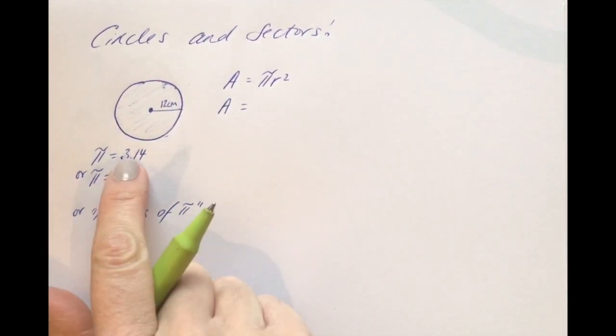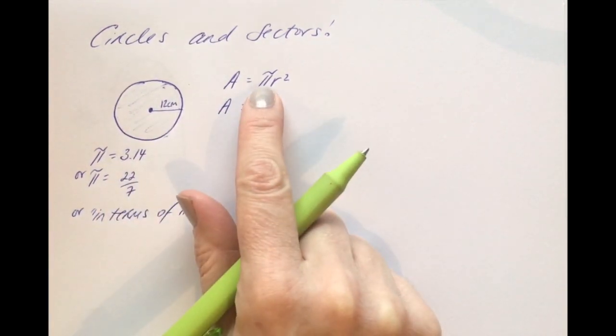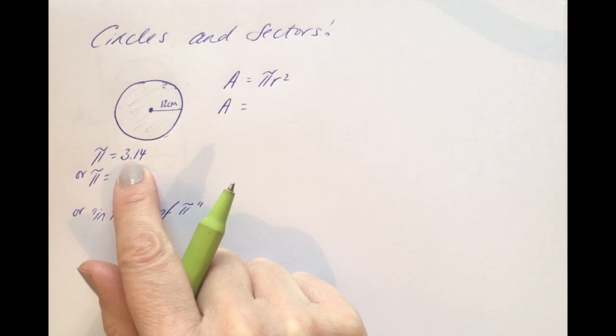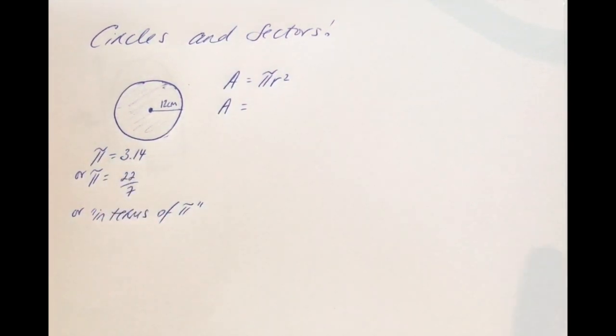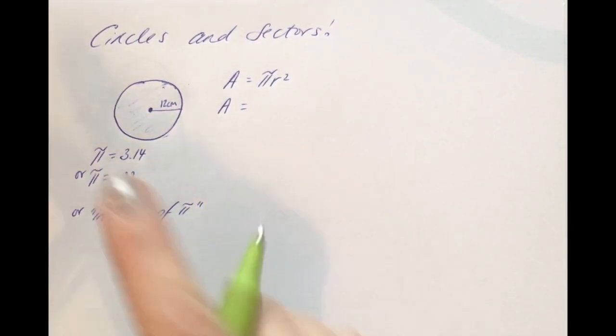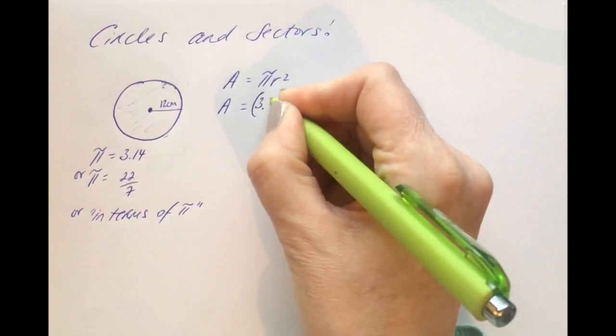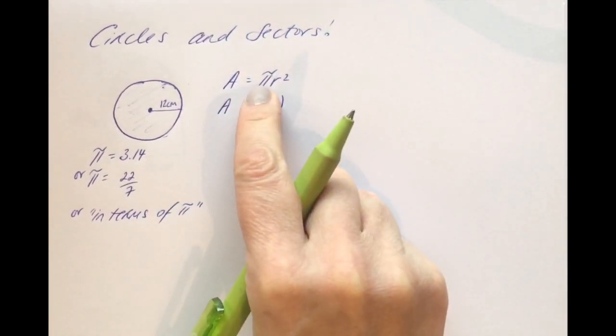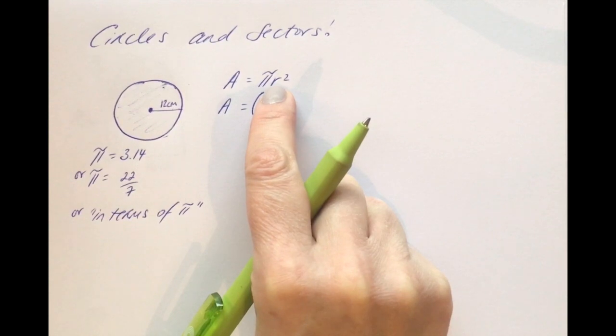The first one I'm going to take pi as 3.14. So literally all I'm going to do is sub in, instead of pi, 3.14. So as always with your substitution, whatever you sub in, keep brackets around it. So I'm going to put 3.14 for the pi. And now I'm going to sub in for the r.